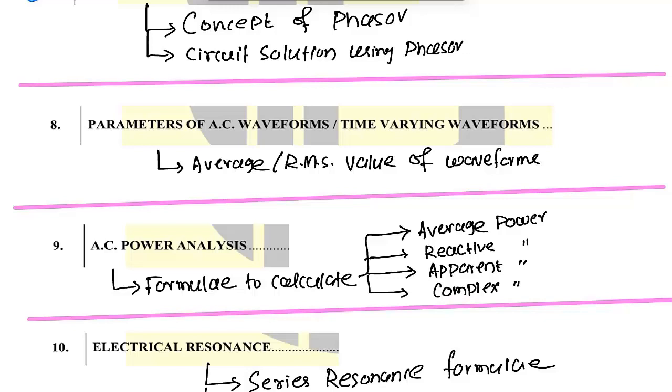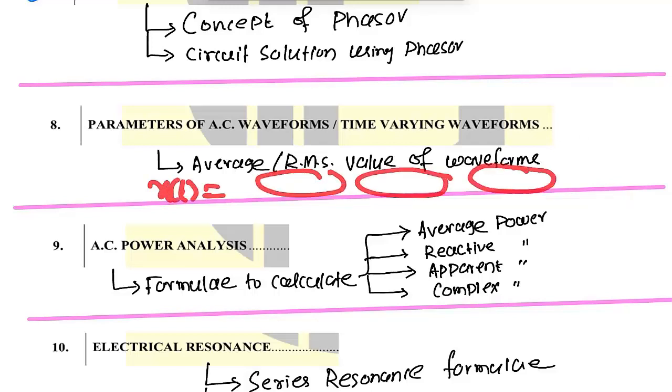Sorry, maximum value to the RMS value. So peak factor and form factor, these concepts you'll be learning here. And in this topic, students, to be very specific, an expression of x of t will be given, which is a sum of different sinusoids of different frequencies, and they will ask you to find the RMS value of that expression. So whenever you get such kinds of questions, that is the approach you should take.